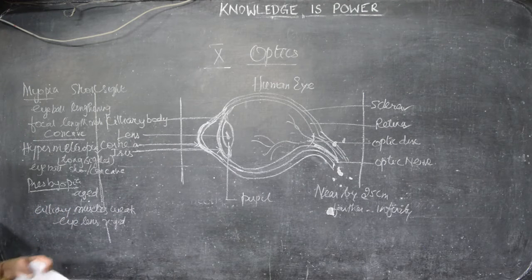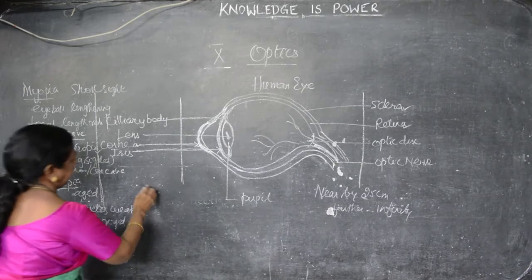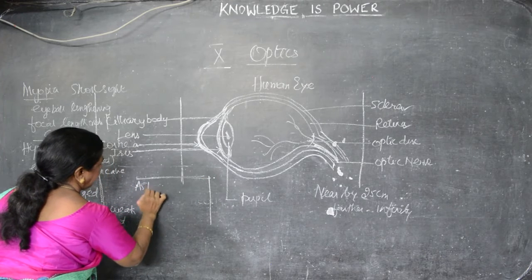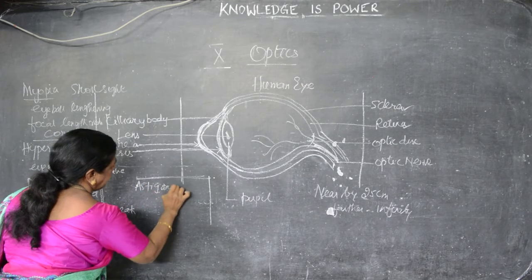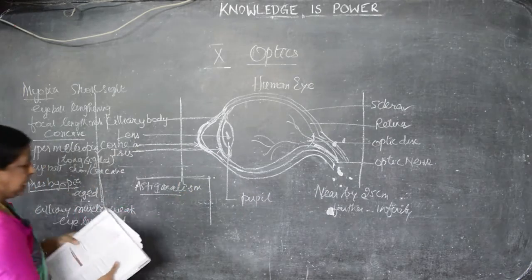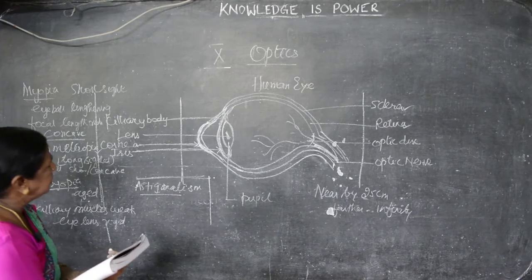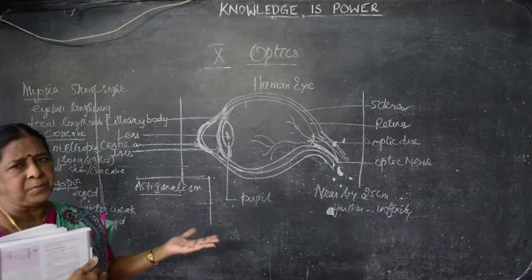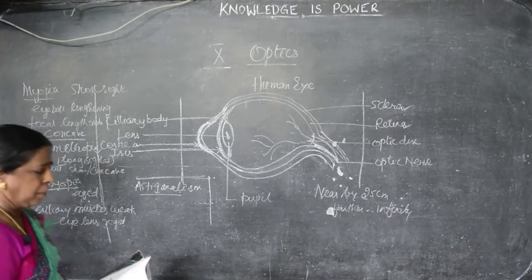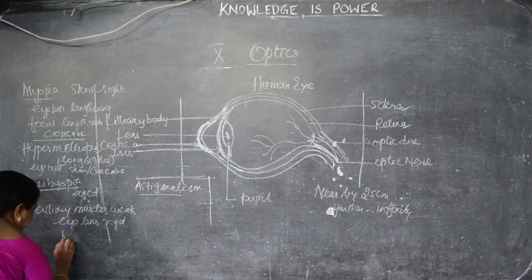Clear? The next one, the last one, is astigmatism. Astigmatism is a defect of the eye. They can see neither nearby objects nor far off objects. They cannot see both. This can be rectified by using a bifocal lens.